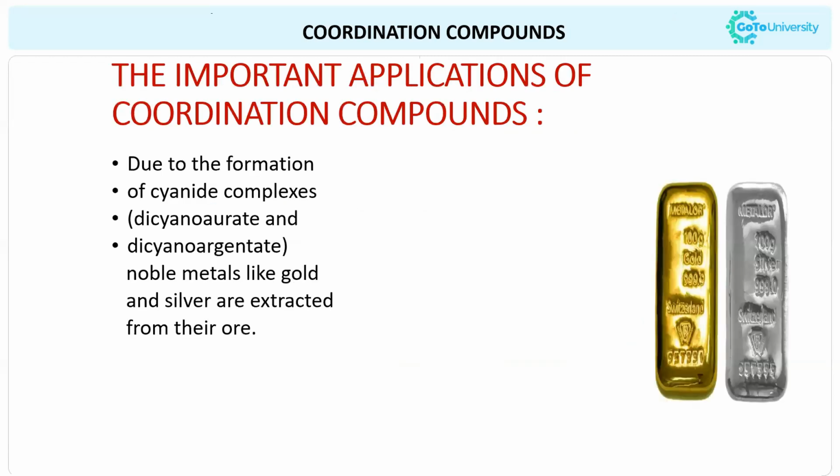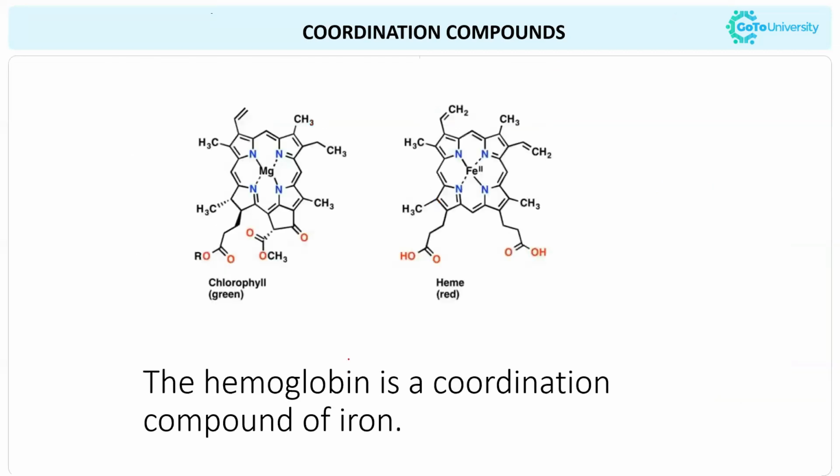Okay, now what are the applications of coordination complexes? This is also important. They have different applications in qualitative analysis and quantitative analysis. Usually the important application is in metallurgy. What is metallurgy? This is the extraction of metals from their ore, right? So here the coordination complexes can be used for the extraction of noble metals such as gold and silver from their ore. That is the important application.